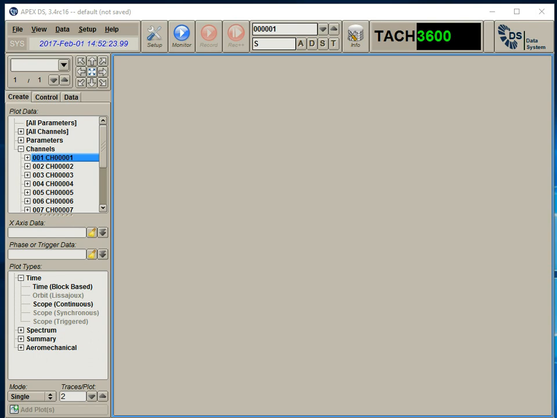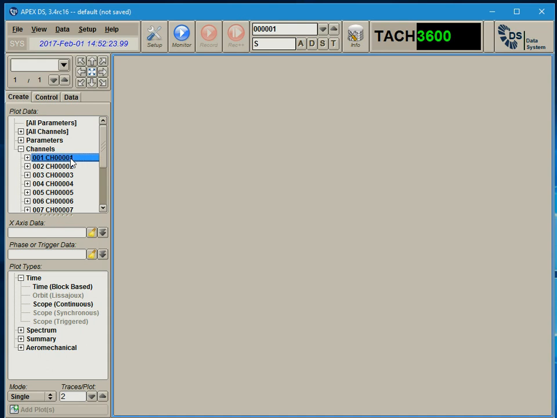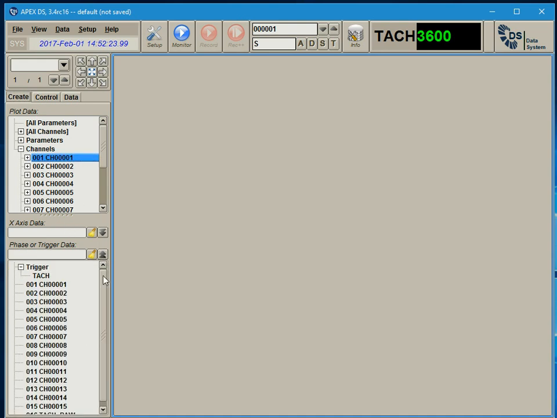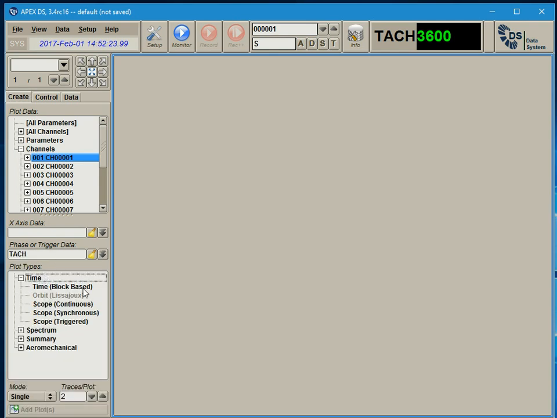Welcome. This video is on the scope triggered plot. In order to enable the scope triggered plot, we need to pick the proper channel and trigger data. We can pick any channel here, and then we'll want to pick a trigger, which in this case is a speed signal. It's our tack signal, coming in as a square wave and then decoded as a speed.